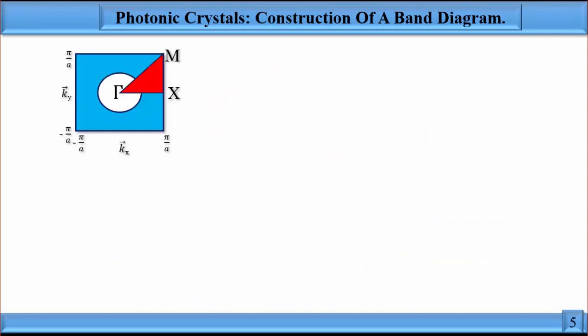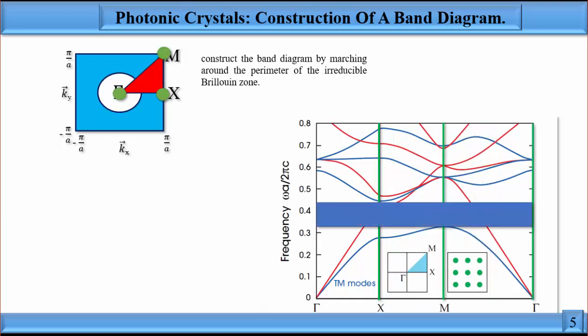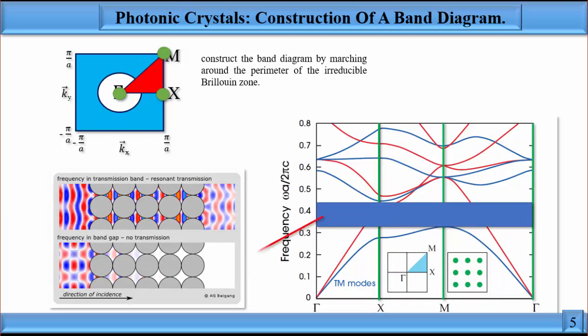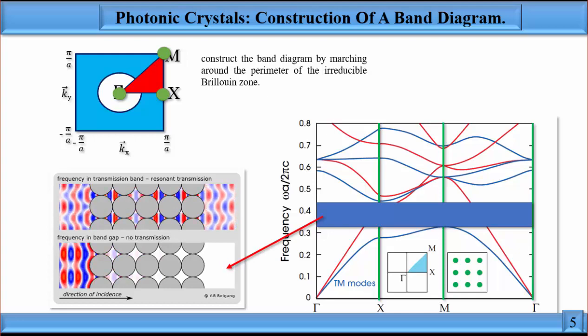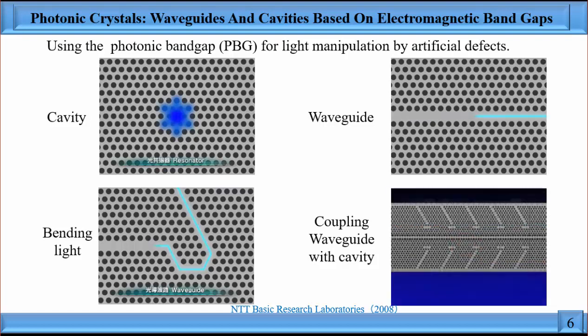Slide 5. Construction of a band diagram. Construct the band diagram by marching around the perimeter of the irreducible Brillouin zone. We have a band gap here which prohibits the propagation of a range of frequencies as we see in the picture here. Slide 6. Waveguides and cavities based on electromagnetic band gaps. Using the photonic band gap, PBG, for light manipulation by artificial defects. If light is forbidden to propagate inside a lattice, the lattice acts like a mirror throughout. This can be used to form cavities and waveguides.